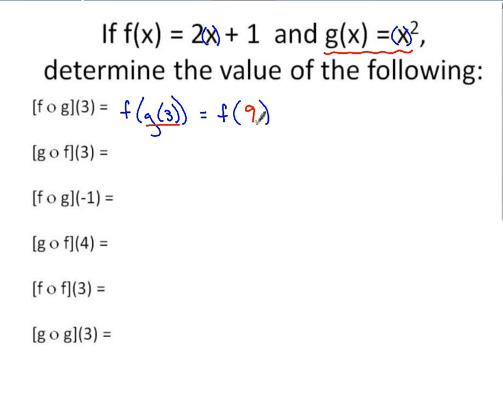If I want to figure out f of 9, now I got to go over here to the other function f. 9 is the value that replaces the x's I see within that function. So if I need to write it out, it'd be 2 times the x, which would be 9, plus 1, right? That'd be 18 plus 1, so 19. We've now plugged into both functions, which is what this wanted us to do in the first place. And the value we got back when we combined these functions was 19. That's our answer.